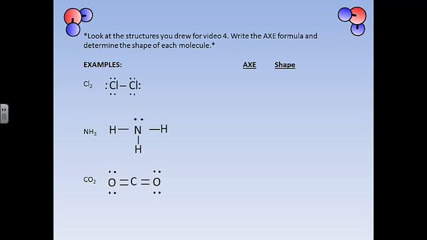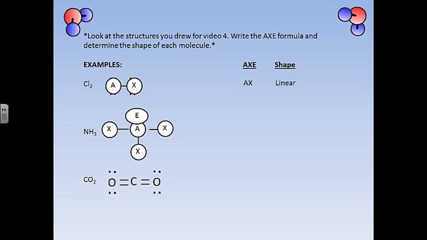To determine the shape, you must look at the Lewis structures. Chlorine has only 2 elements total, so you simply label one element A and the other element X. It does not matter which is which, and lone pairs are unimportant in this case. Because the AXE formula is AX, the shape is linear. The nitrogen is the central atom A in ammonia, and the hydrogens are the X's. Nitrogen has 1 lone pair on it, so label the lone pair with an E. The AXE formula is AX3E, so the shape is trigonal pyramidal.